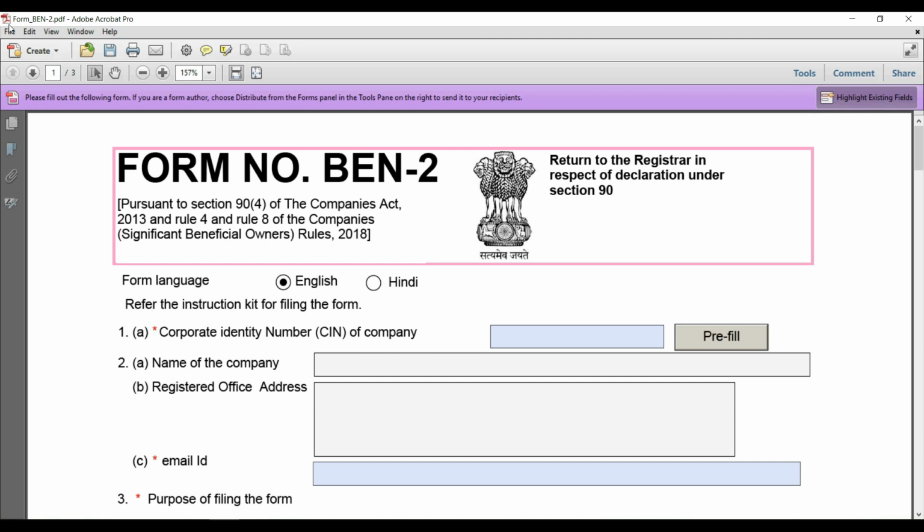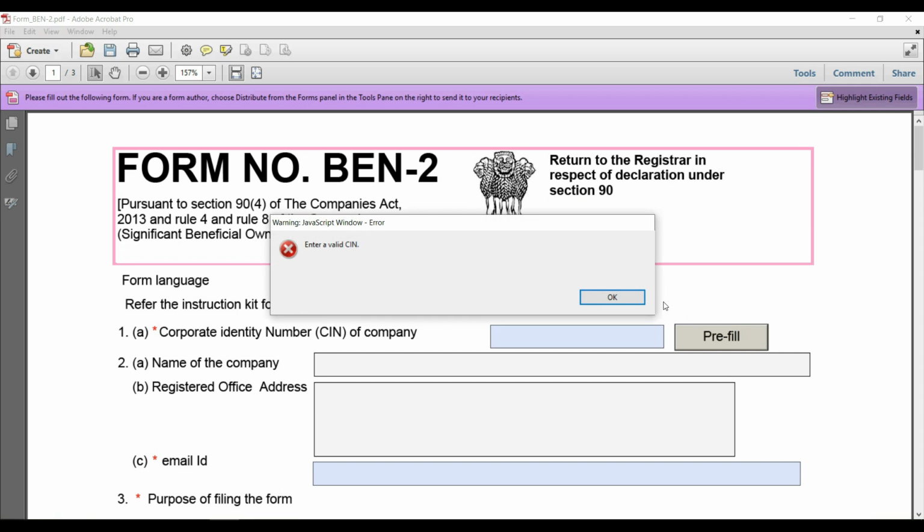Okay, the Ben-2 form is this. As we read, pursuant to section 90 subsection 4 of the Companies Act 2013, read with rule 4 and rule 8 of the Companies Significant Beneficial Owner Rules 2018, we have to give the return to the registrar in respect of declaration under section 90. We have to mention the CIN number of the reporting company, then click on prefill. As I have not entered a CIN, it is showing an error.